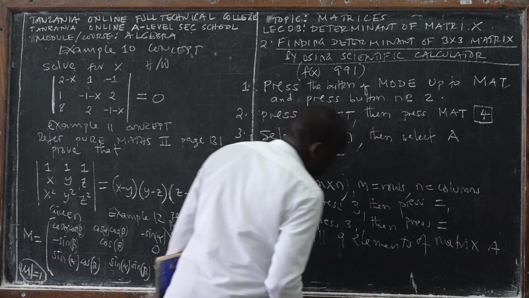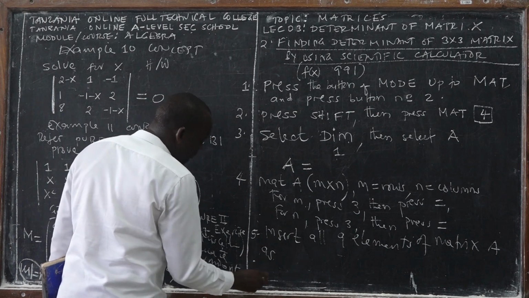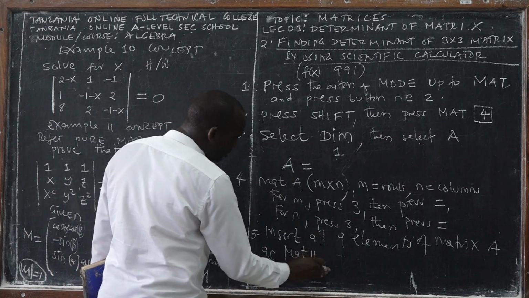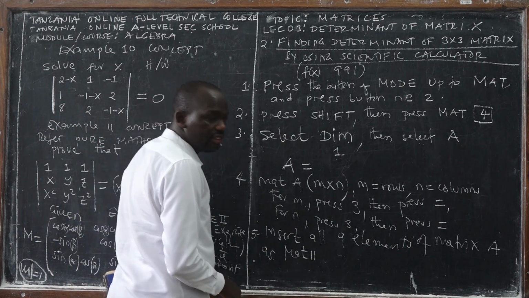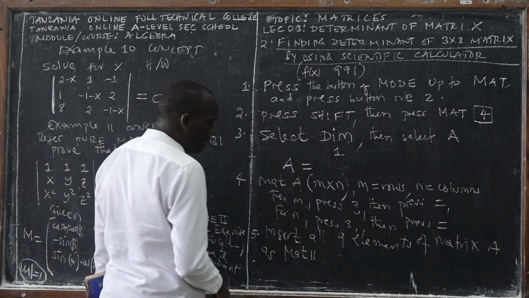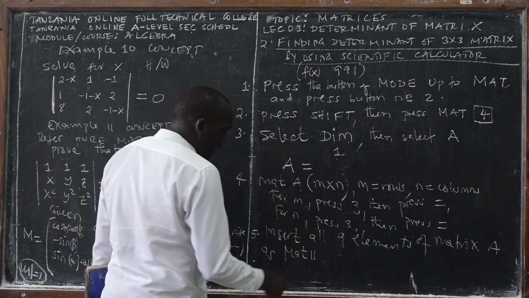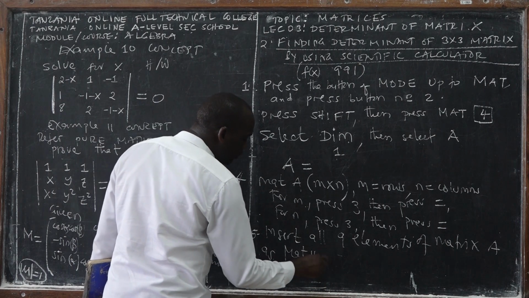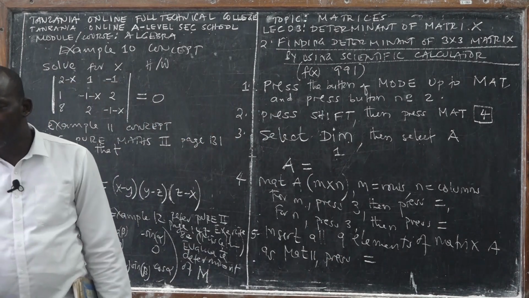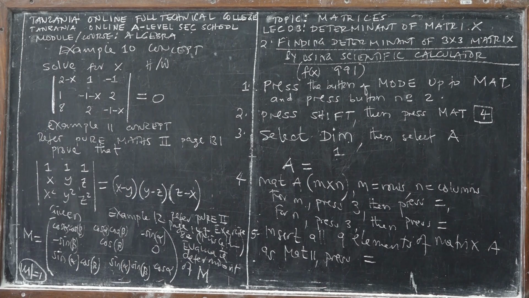Matrix A, as it has been written Mat 1,1. I will give you the matrix whose determinant we have to find, and we have to use the calculator to find it. Once you feed an element, you have to press the equal sign. You insert the element, you press the equal sign, until you finish all 9 elements.